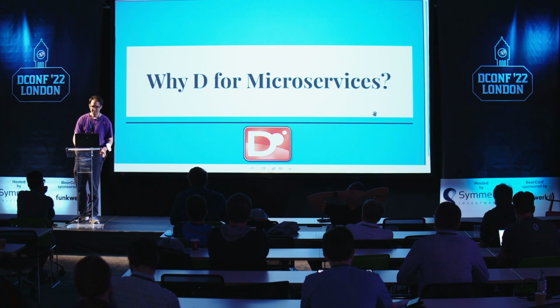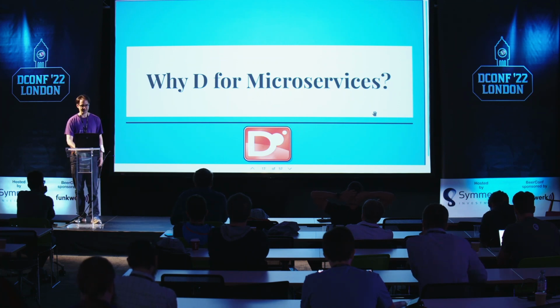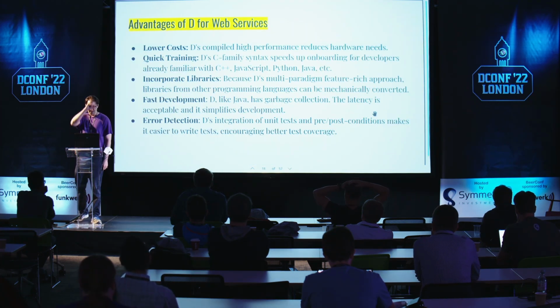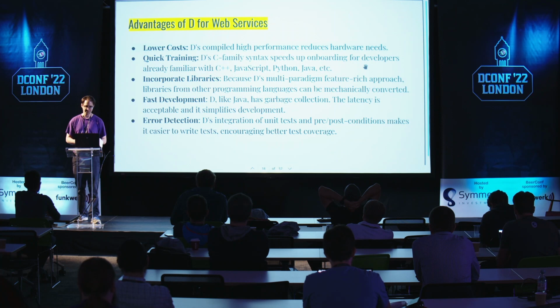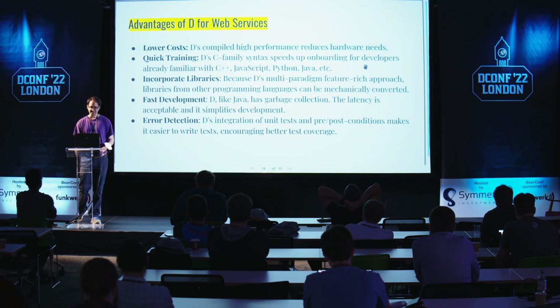So why D? What makes D so special in this kind of race? Because there's a lot of competition. The obvious advantage is that D is a system-level language, so you can get it to run much, much faster than you could, say, Java or JavaScript or Python. And D happens to have a syntax that's very familiar to anyone who's worked in a C family language. Not only that, D is especially good at incorporating libraries from other languages. This is something that is fairly unique to D.